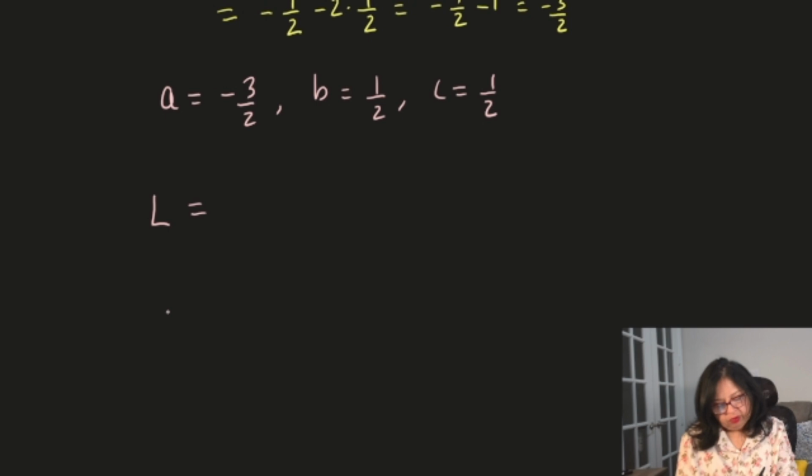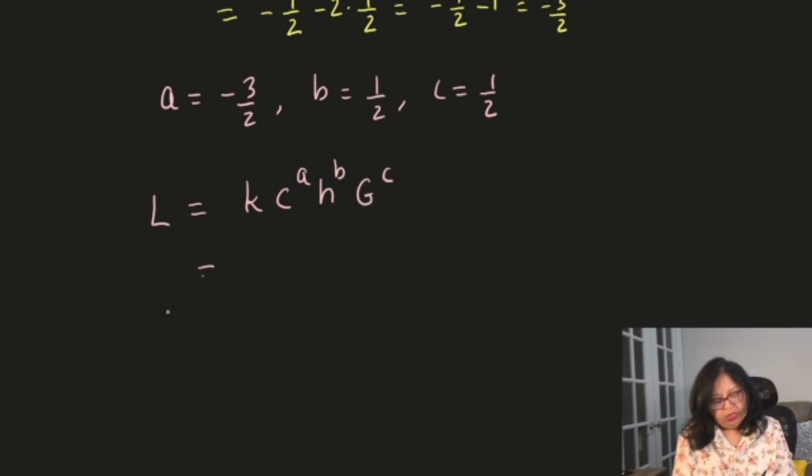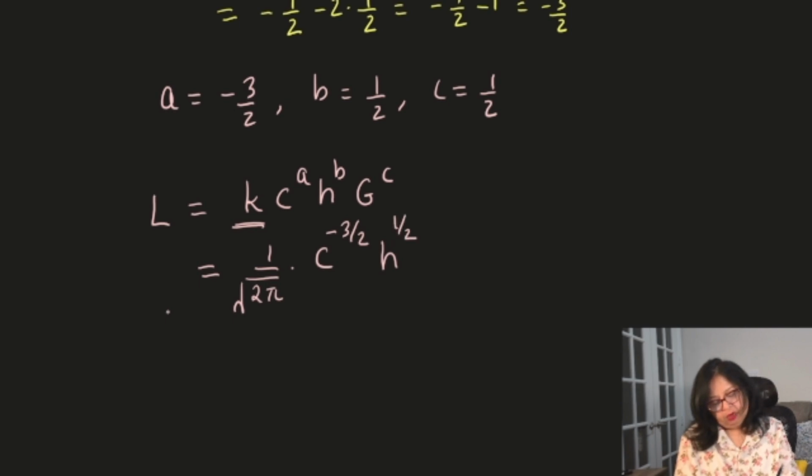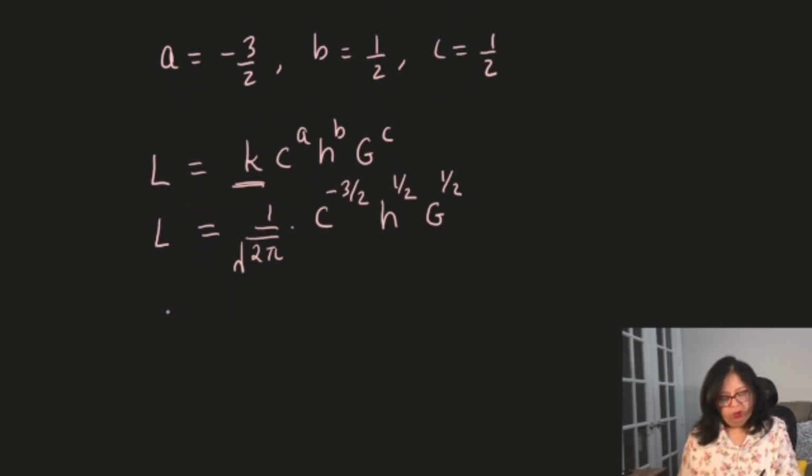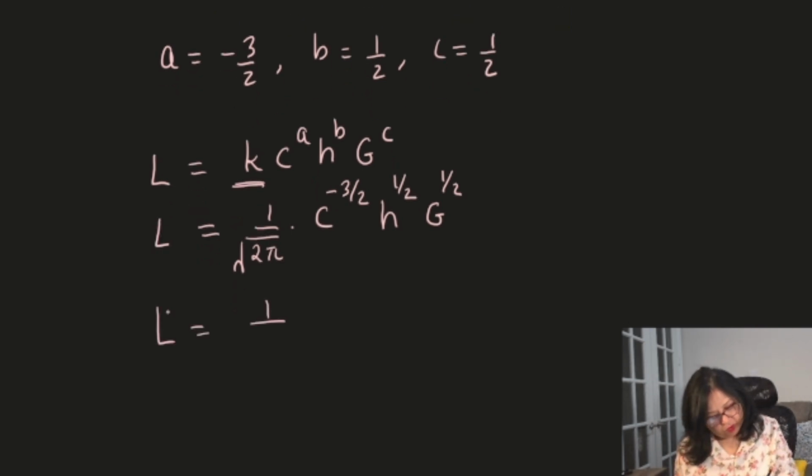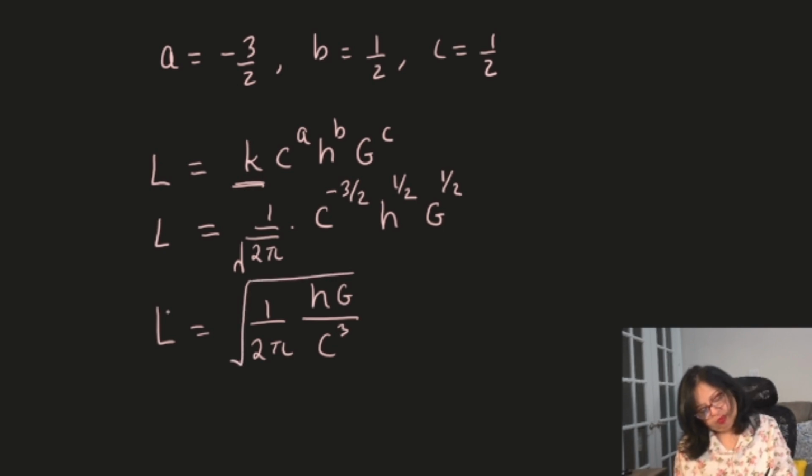What was our equation? We said L is equal to k times c to the power a, h to the power b, and g to the power c. Now it turns out that this k is equal to 1 over the square root of 2 pi. C to the power a means c to the power minus 3 halves. H to the power b, which is 1 half. G to the power c, which is also 1 half. How can we write this? This is written as 1 over 2 pi times hg divided by c cubed, all of this under the square root.